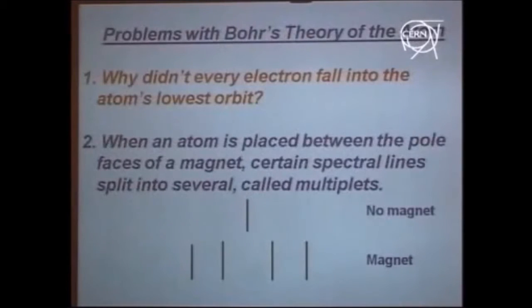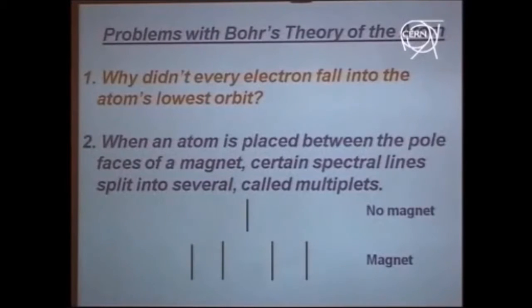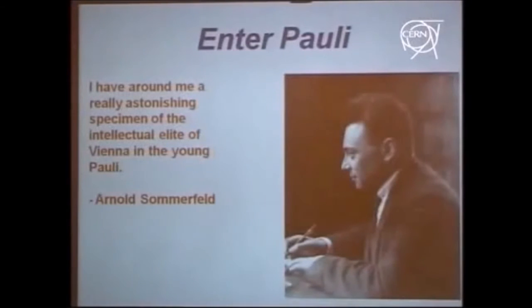The other issue was, when an atom is placed between the pole faces of a magnet, certain spectral lines split into several, called multiplets. Many sets of multiplets defied any explanation with Bohr's theory. This was called the anomalous Zeeman effect. Physicists obsessed over it, including the 22-year-old wunderkind Wolfgang Pauli, who finally became so disgusted that he just set the problem aside but kept up with the burgeoning literature.